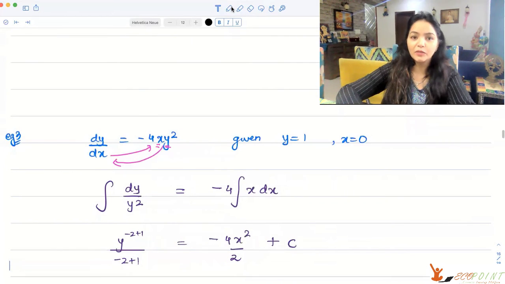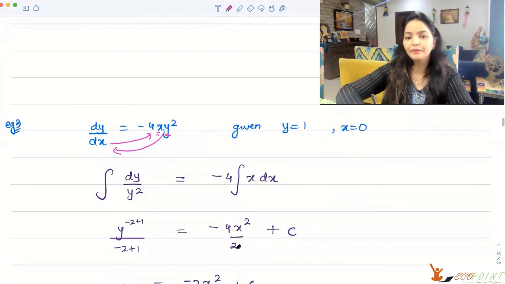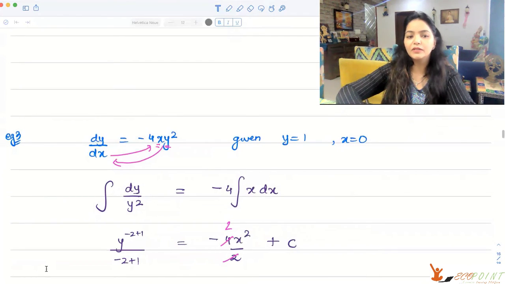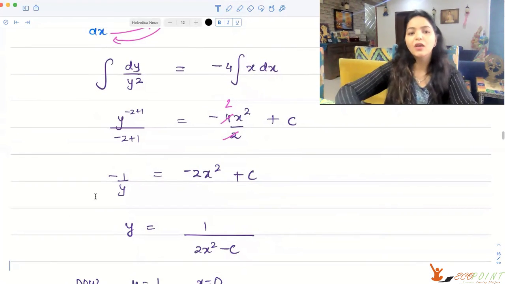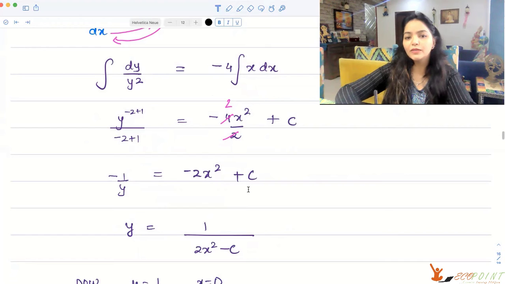Integrating with respect to y, you have y to the power minus 2, so plus 1 to the power, and you get y to the power minus 1 upon minus 1. That means it's basically minus 1 upon y. And here you will have x squared upon 2 with minus 4 along, so this 2 cancels. So we are getting minus 1 upon y equals minus 2x squared plus c.